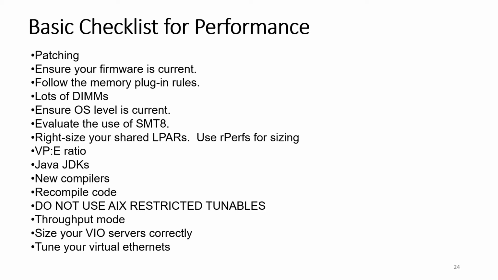Look at your Java levels. There are Java levels that you should not be running, and specifically Java 1.4 is known to perform poorly on all power systems from Power 7 and above. Make sure you're running the latest compilers, and if you're moving code that you've compiled between architectures, you should recompile it. There are a number of AIX restricted tunables, and I see people using them all the time.